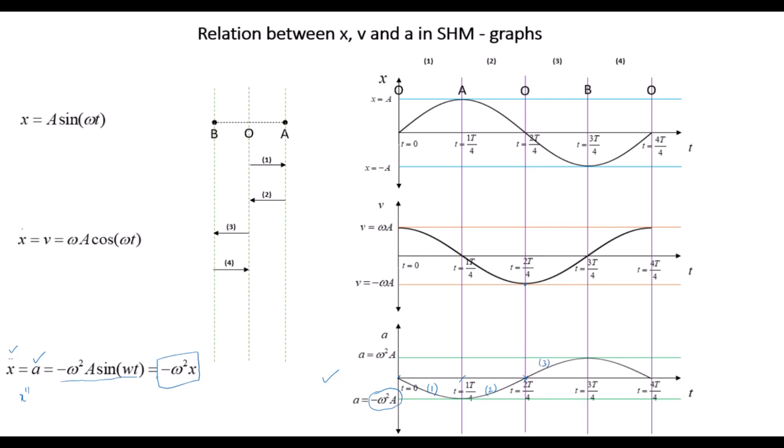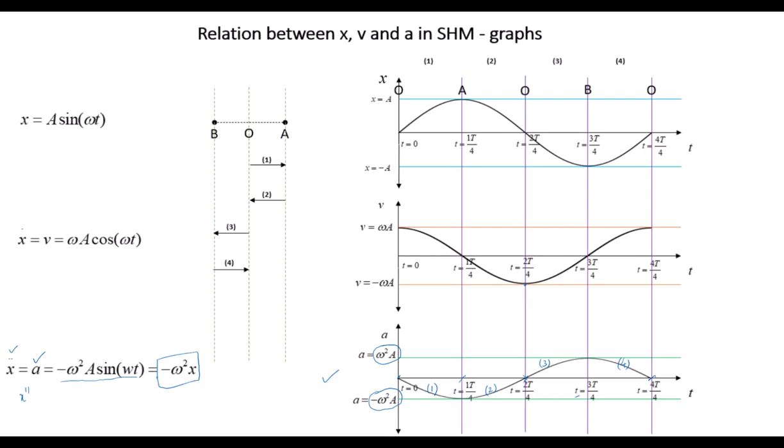And in step number 3, when the object is moving from point O to B, we see that the acceleration goes on increasing. At point B, given by time t equals 3T over 4, the acceleration becomes maximum, given by positive omega square a. And finally, in step number 4, when the object is moving from point B to O, we see that the acceleration goes on decreasing, and at point O, given by time t equals T, the time period, the acceleration becomes 0.